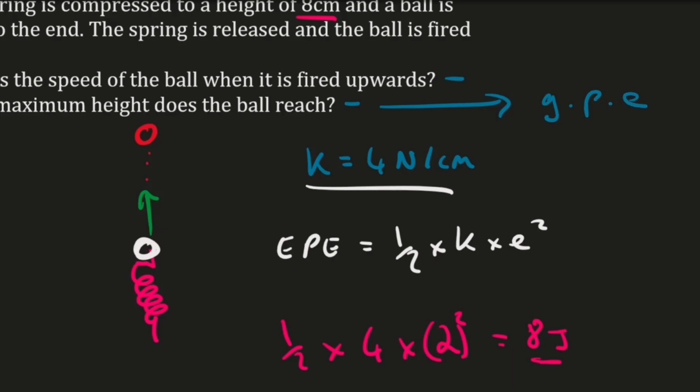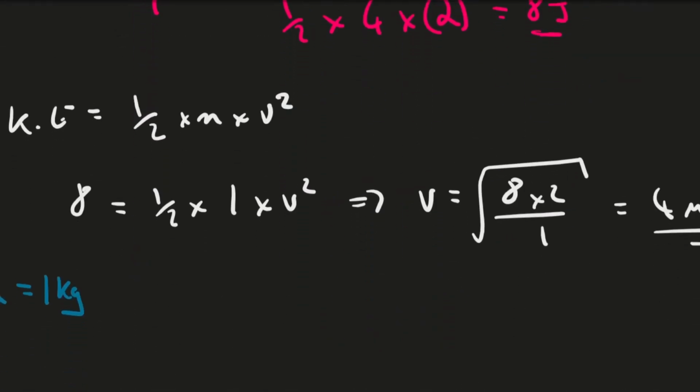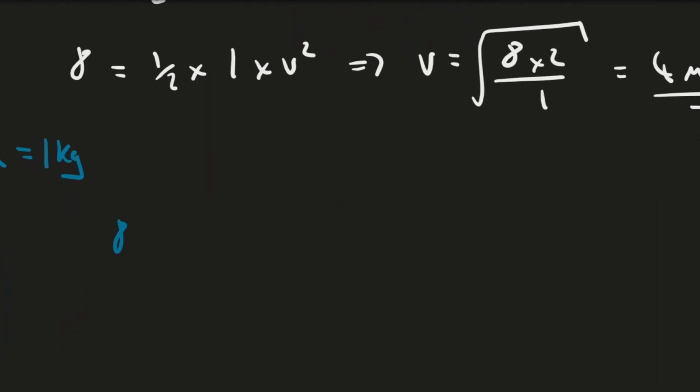So initially, we've gone through this transfer of elastic potential energy being transferred to kinetic energy, and that kinetic energy is now going to be transferred to gravitational potential energy. So you start off with 8 joules of elastic potential energy, that's converted to 8 joules of kinetic energy, which is then going to be converted to 8 joules of gravitational potential energy.